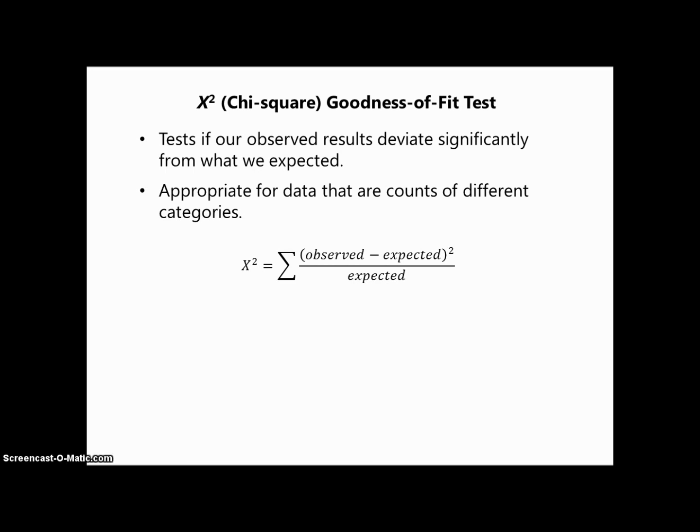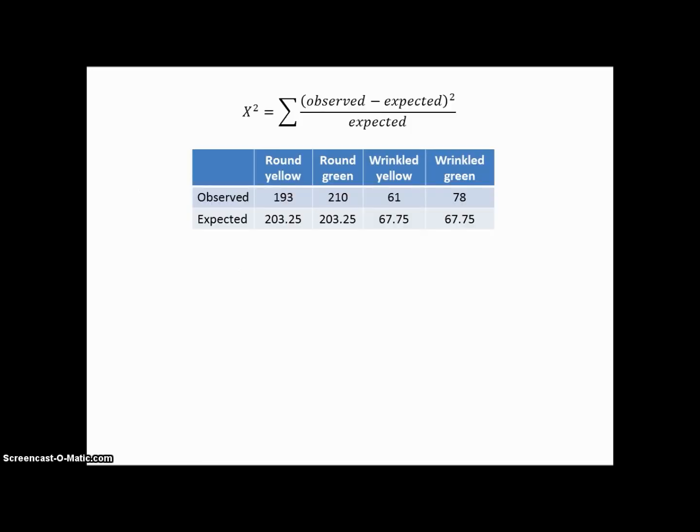We calculate it using this formula that is very familiar to you, where we subtract the observed data from the expected data, or expected from observed. It does not matter because you are going to square the difference, divide that by the expected, and sum it over the number of categories. Here we have 4 categories because we have 4 phenotypes: round yellow, round green, wrinkled yellow, and wrinkled green. And this is essentially how you would calculate it.